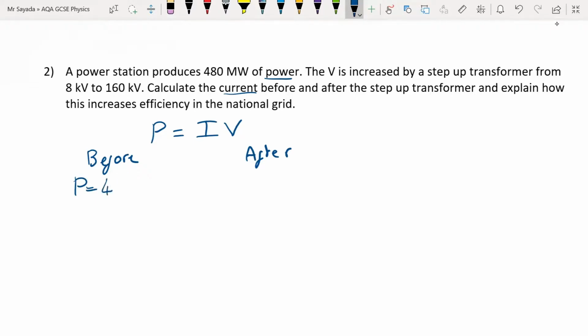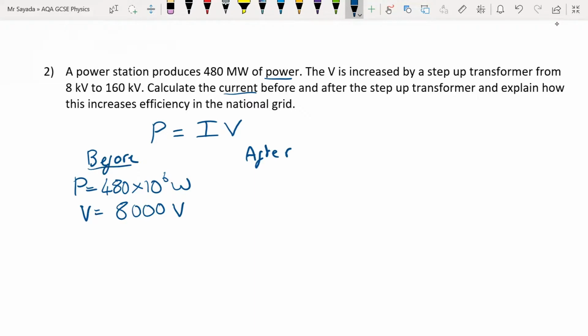You should have said 480 million watts, or 480 times 10 to the 6 watts. What is the voltage before the step-up transformer? Say your answer to the video now. You should have said 8,000 volts. So what we've done there is we've changed the megawatts to watts and we've changed the kilovolts to volts.